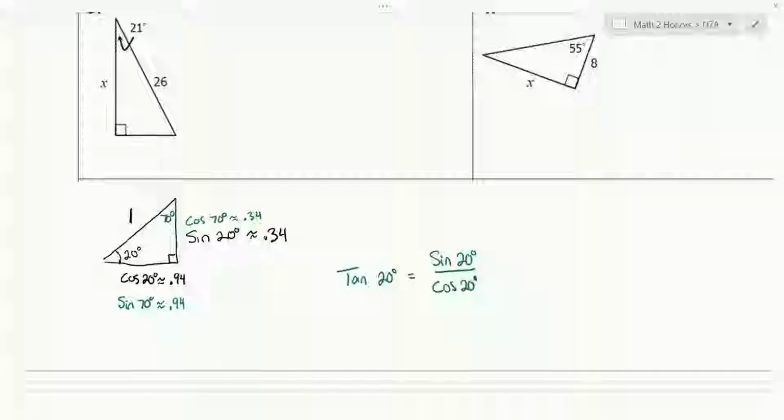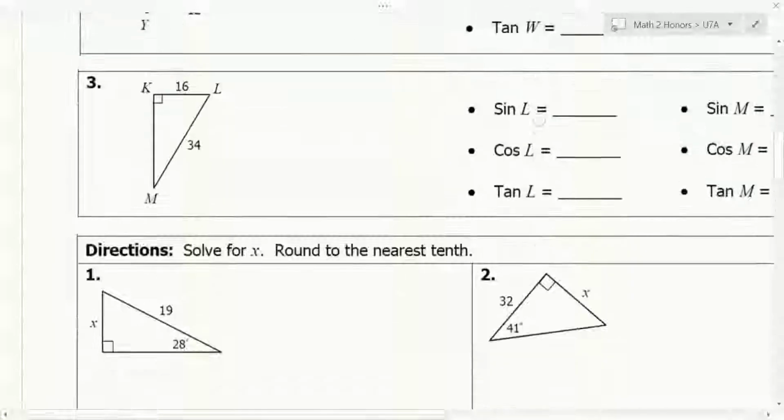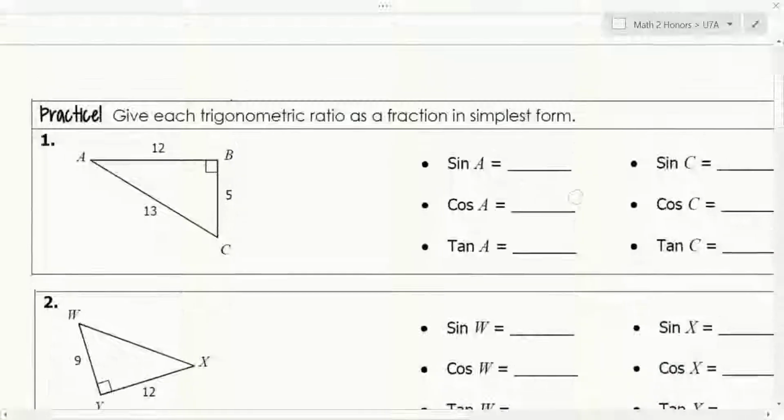And tangent 20 should come out to be about 0.36. All right, so that's all you need to know about sine, cosine, and tangent. Now we're going to use that to help us solve stuff, okay? So let's go take a look at the top here, number 1.